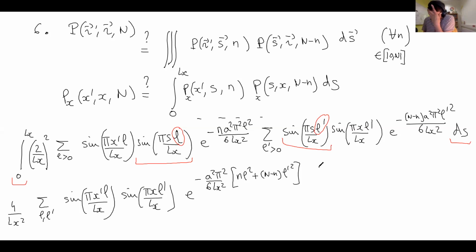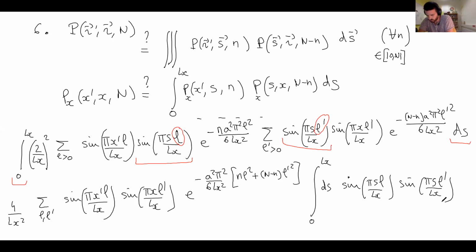And then you end up with what I was suggesting, the integral along S between 0 and Lx of two sines, sine pi S L over Lx, and sine pi S L prime over Lx. And I should not have forgotten everything there. Okay, and this is close to the formula provided.